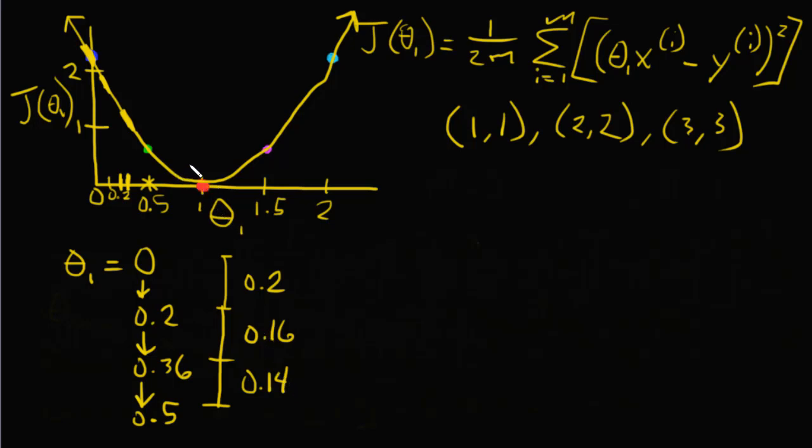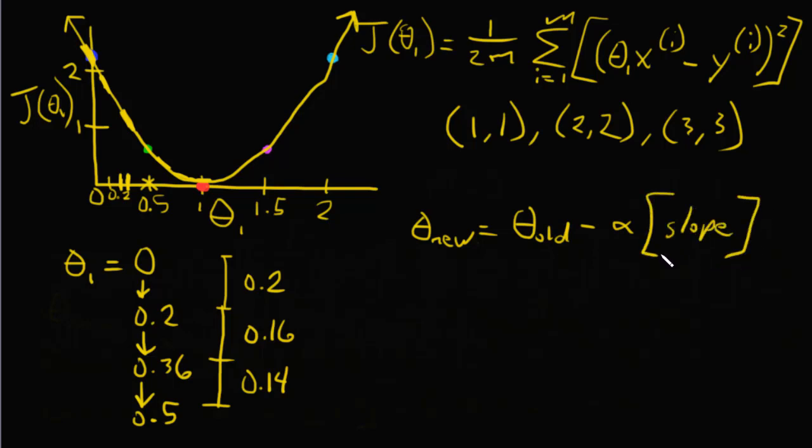What's going to happen as my guesses get closer and closer to right there at the slope, theta 1 equals 1? Well, what's going to happen is, since my new theta is equal to the old theta minus alpha times the slope, as I approach this minimum, my slope is going to be going down. That value is going to be decreasing. It's going to be heading down.